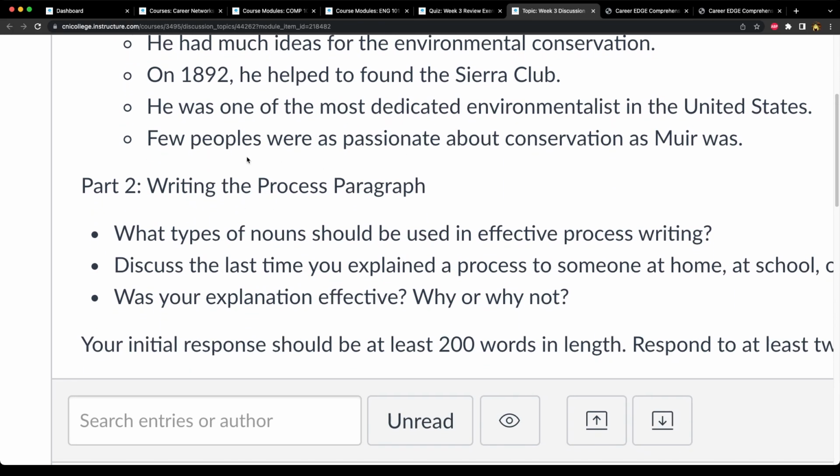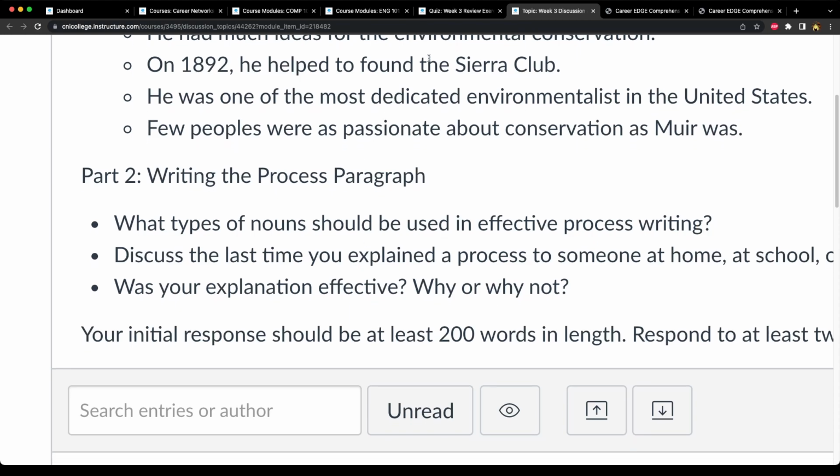Now part 2 is writing the process paragraph. As we saw last week, I believe we covered the illustration paragraph and I believe it was the description paragraph. Now, this week, we start with the process paragraph. So we answer these questions. What types of nouns should be used in effective process writing?